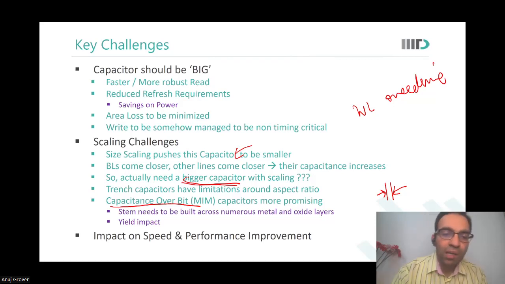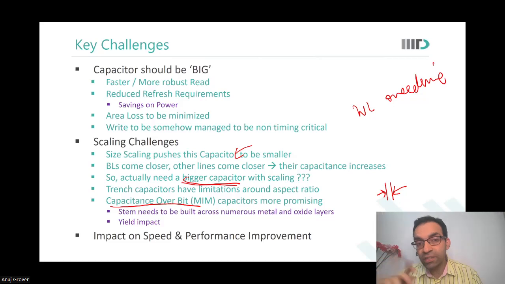When you use metal in a metal capacitor, there are more steps involved. More steps involved means more defectivity can come into the picture. There can be yield loss. Any decision that we make also has an impact on speed and performance improvement, not just area. So all these three things have to be kept in mind when we are deciding which kind of technology to go for.